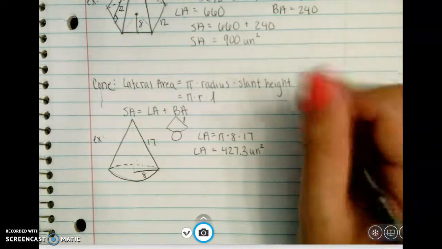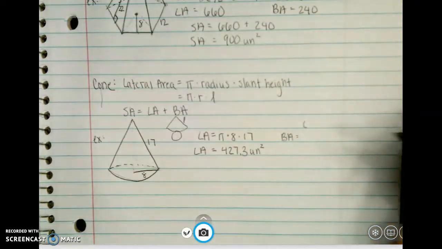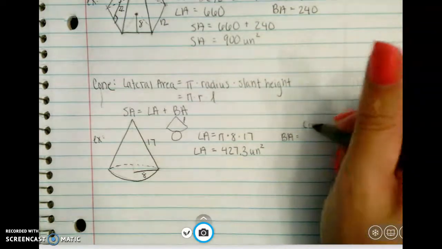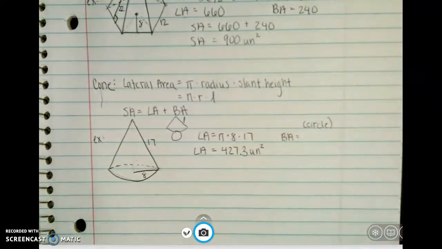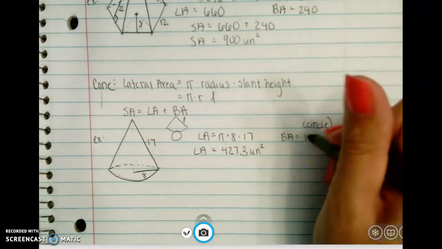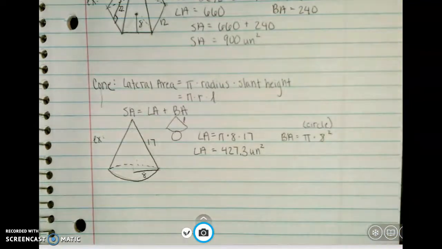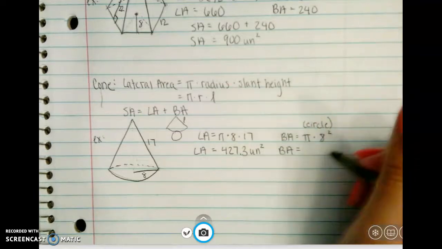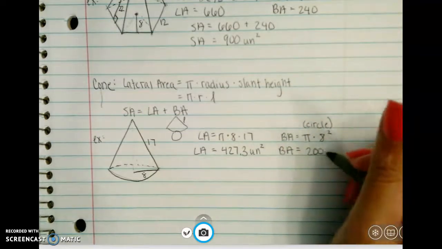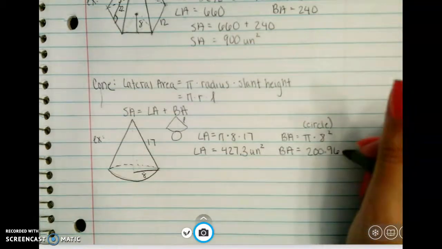The base area, again, you have to take into account what kind of base you have. We have a circular base, and the area of a circle is pi r squared. So we're using pi times the radius squared. Base area ends up being 200.96 units squared.